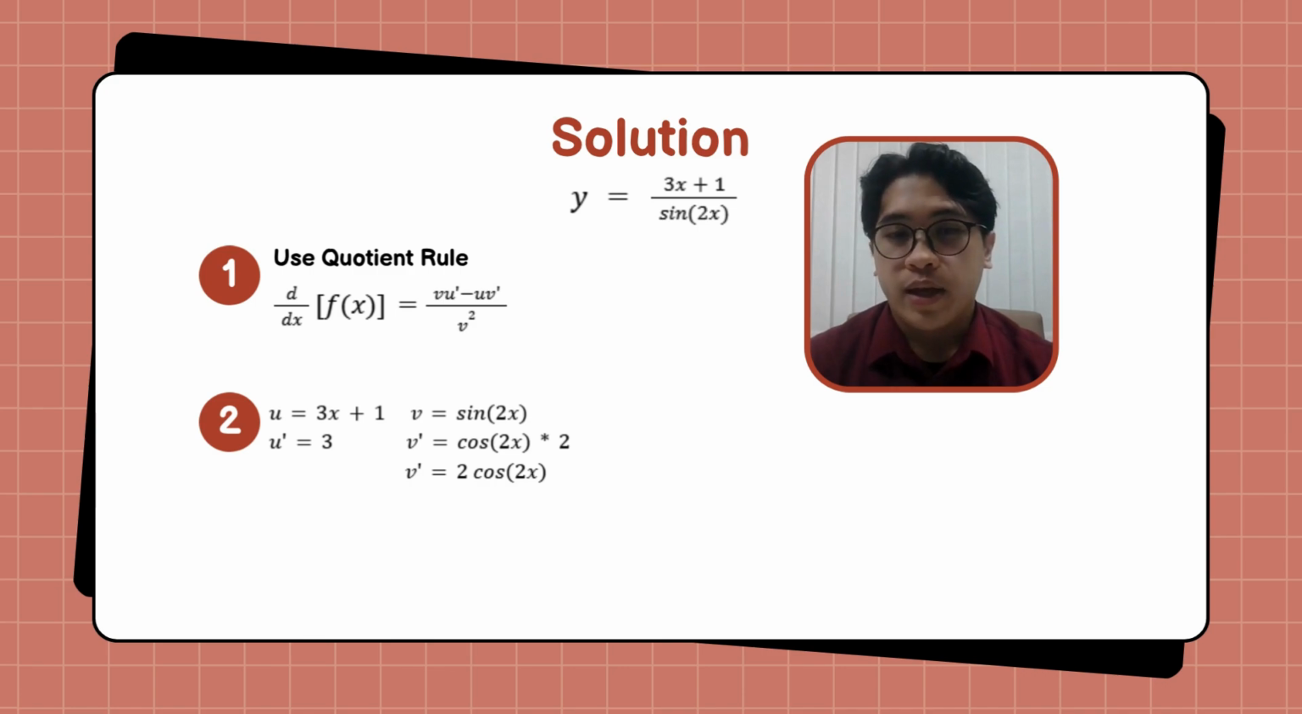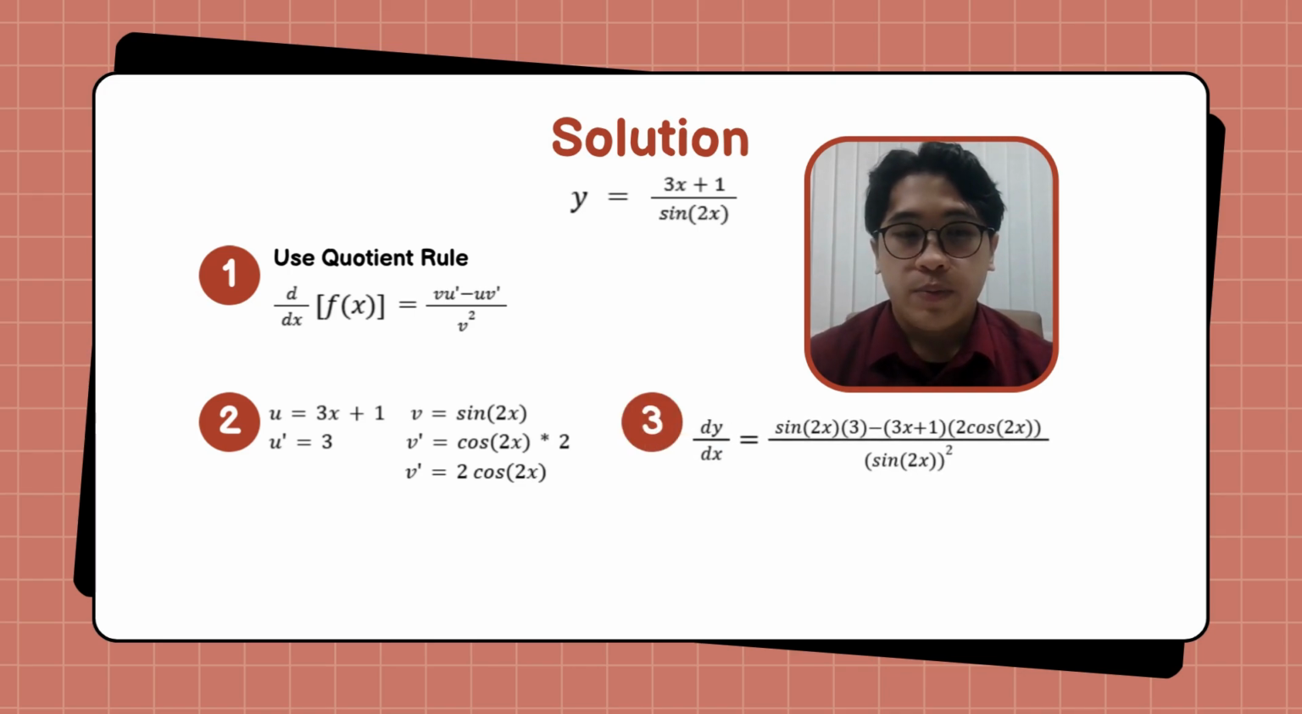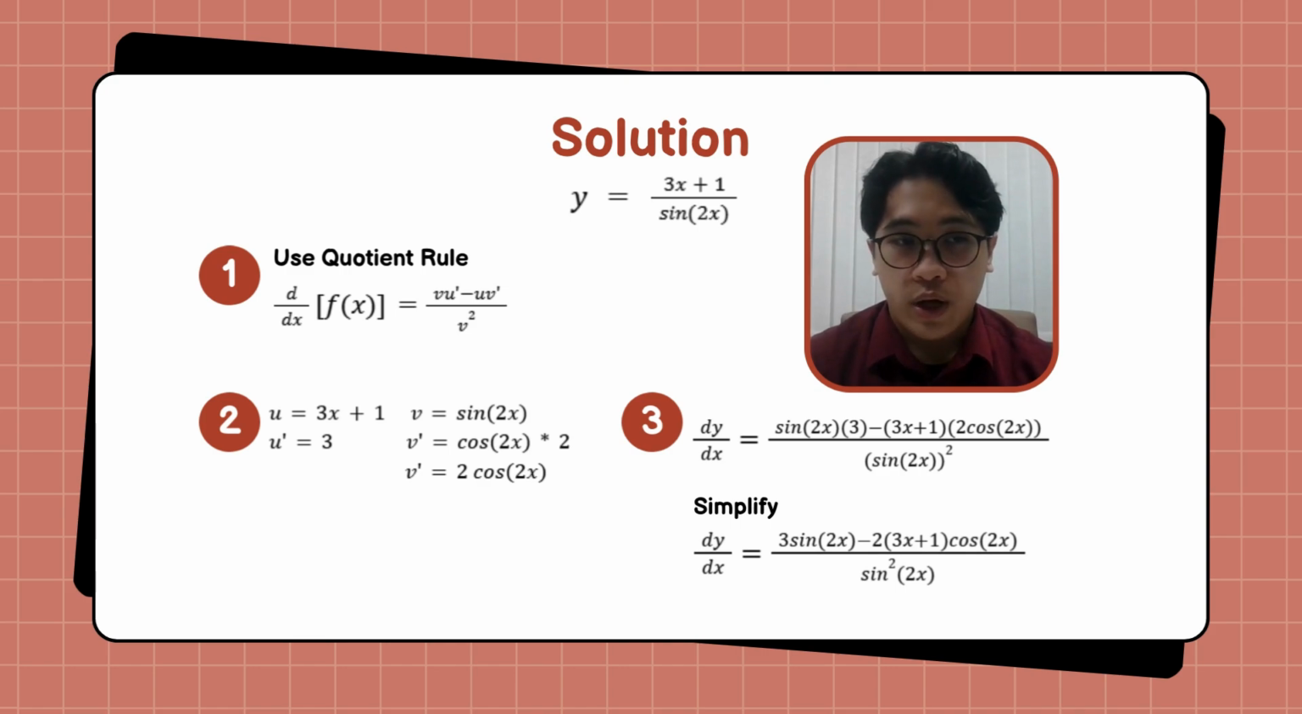Next, we can take sin(2x) as our v. Differentiate it, then we get 2cos(2x) for our v'. We then place each term according to the quotient rule. Simplify the equation, and our final answer is dy/dx = (3sin(2x) - 2(3x + 1)cos(2x))/sin^2(2x). This is all the steps to solve these two questions. I will end my presentation here.